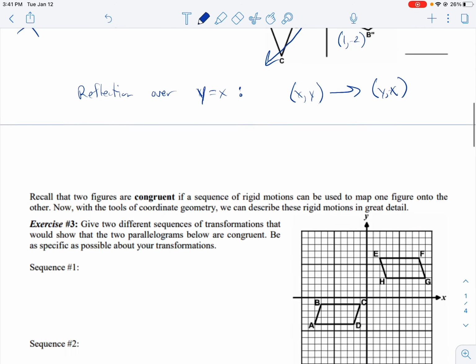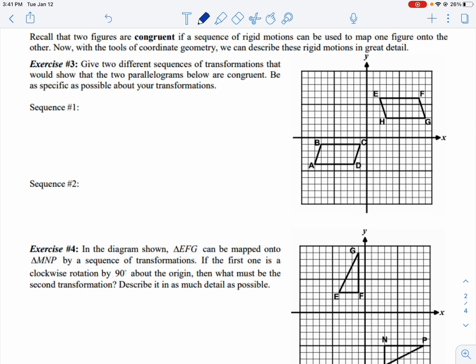But anyway, let's take a look at exercise 3. So recall, two figures are congruent if a sequence of rigid motions can be used to map one figure onto another. We haven't really talked about this, but we're going to start doing proofs. So far we've used tools of coordinate geometry to prove certain things: prove that these distances are the same, distance formula; prove that we have a 90-degree angle, looking for perpendicular. Another method of proving two shapes are congruent is to map one image onto the other.